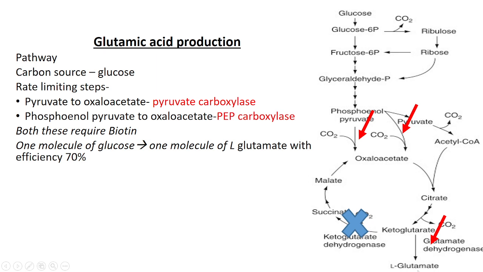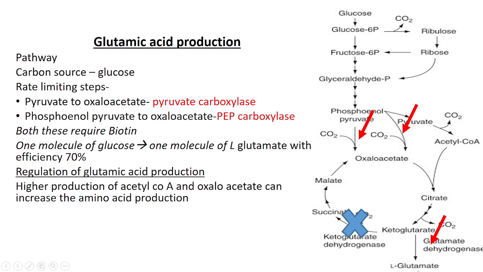When we are looking at glucose, one molecule of glucose can give rise to one molecule of L-glutamate, and the efficiency of the whole reaction is 70%. And how are we going to regulate the glutamic acid production? The glutamic acid production can be increased by increasing the production of oxaloacetate and acetyl-CoA, which is going into the TCA cycle. So if an organism is having either pyruvate carboxylase or phosphoenol pyruvate carboxylase, it can produce oxaloacetate.